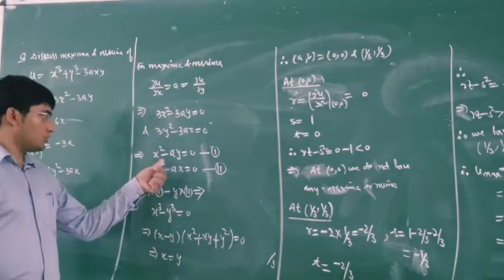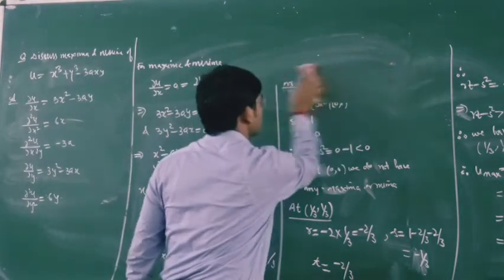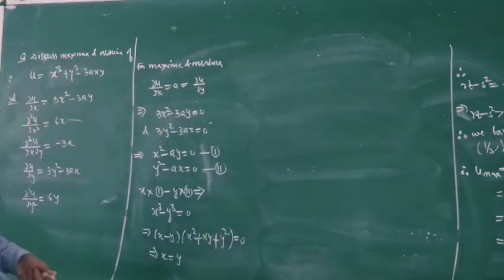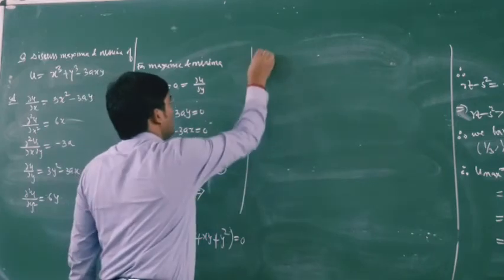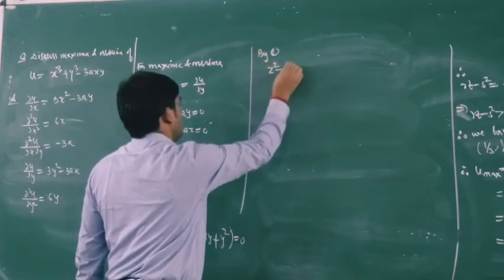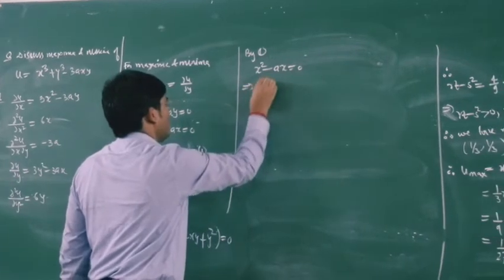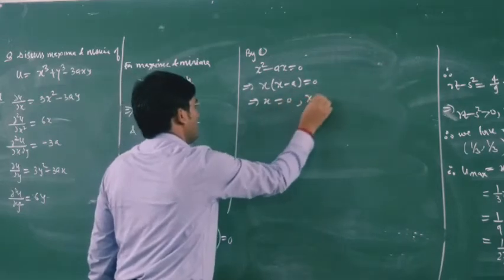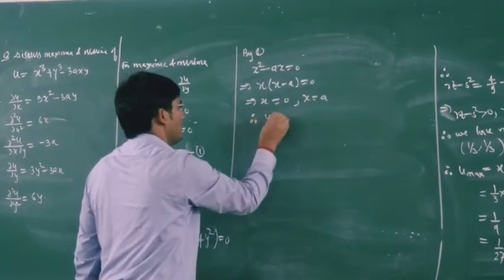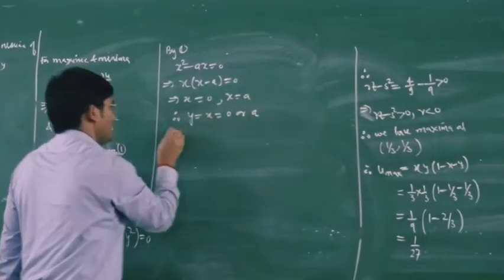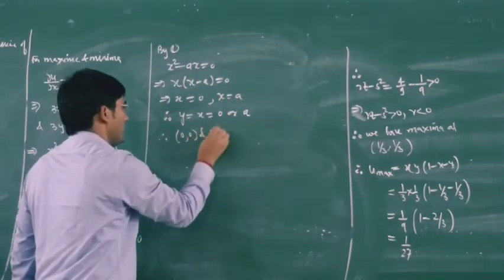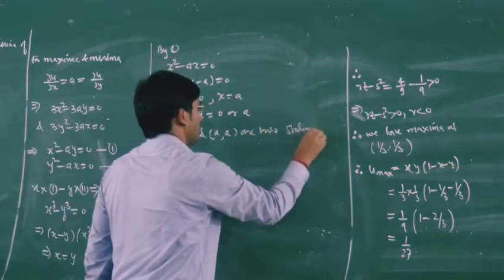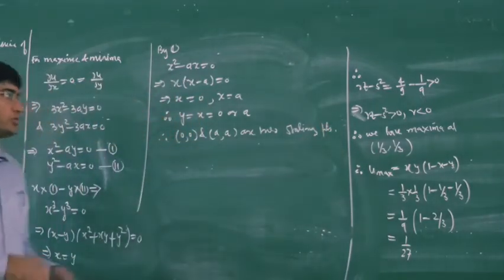Now if we put x equal to y here, so at x equal to y in 1 we have x square minus ax equal to 0. So from here either x equal to 0 or x equal to a. Therefore, because y equal to x, we have 0 or a. Therefore, (0, 0) and (a, a) are two stationary points. So these are the stationary points.